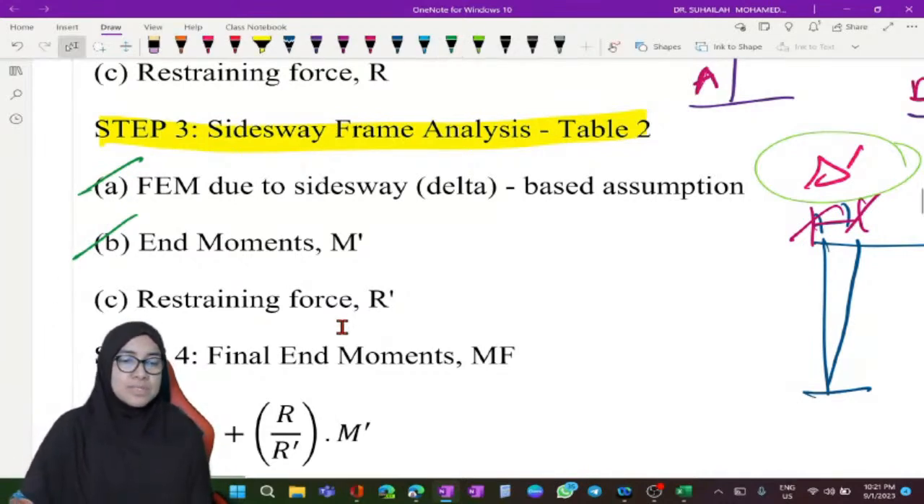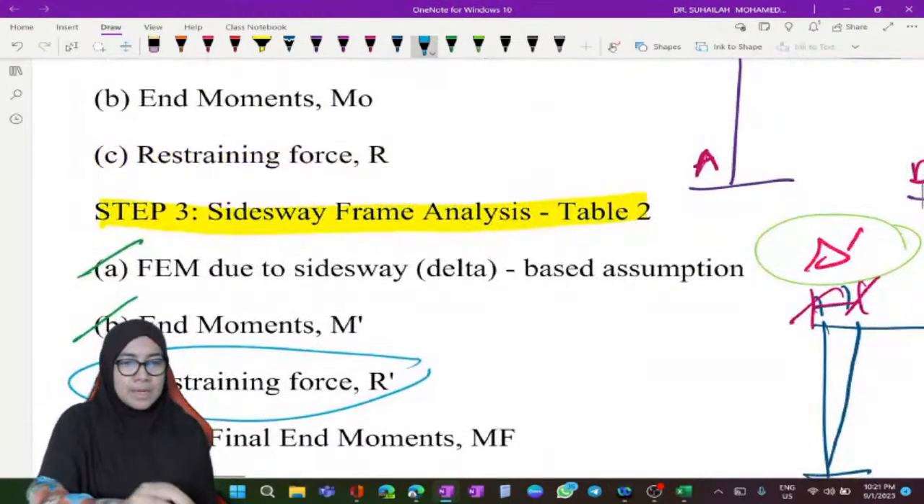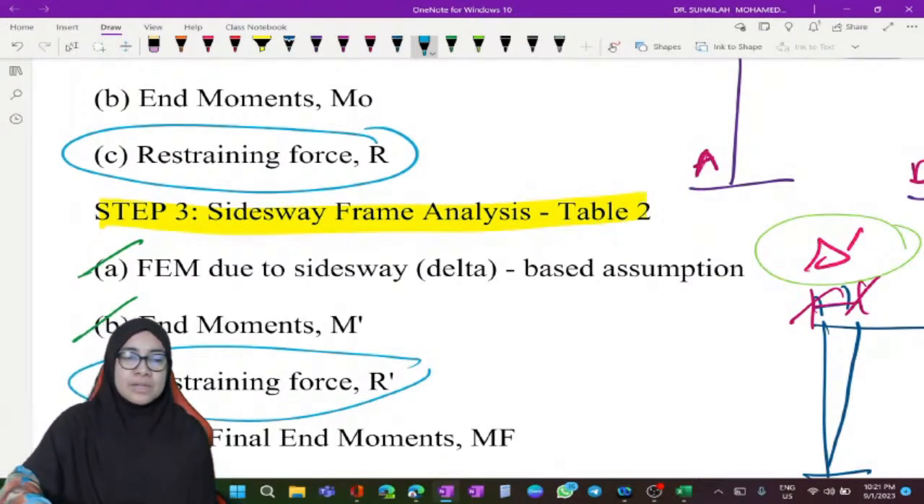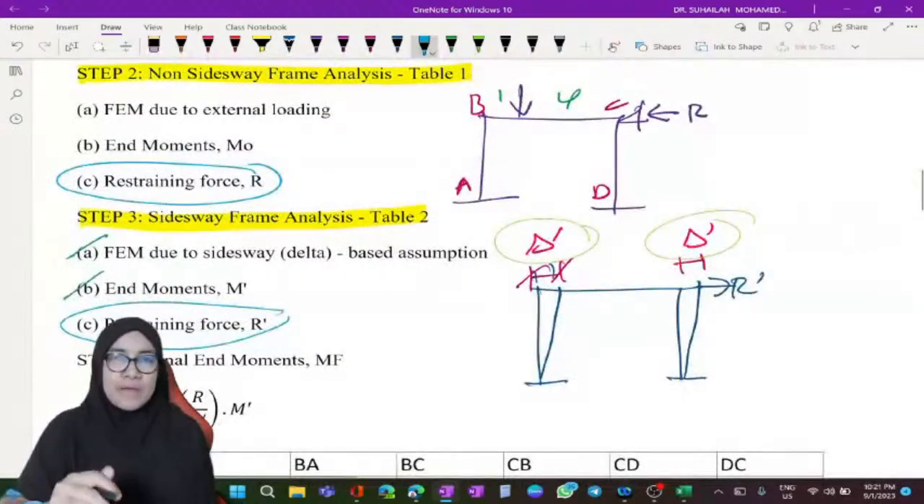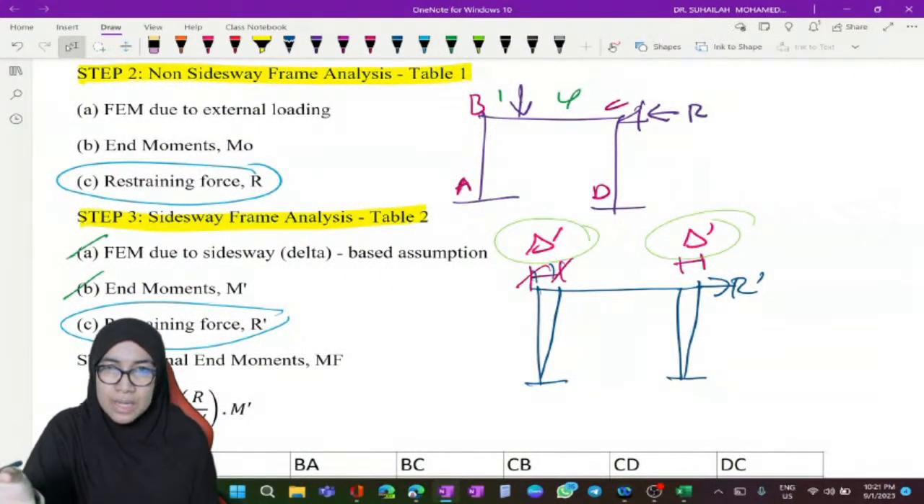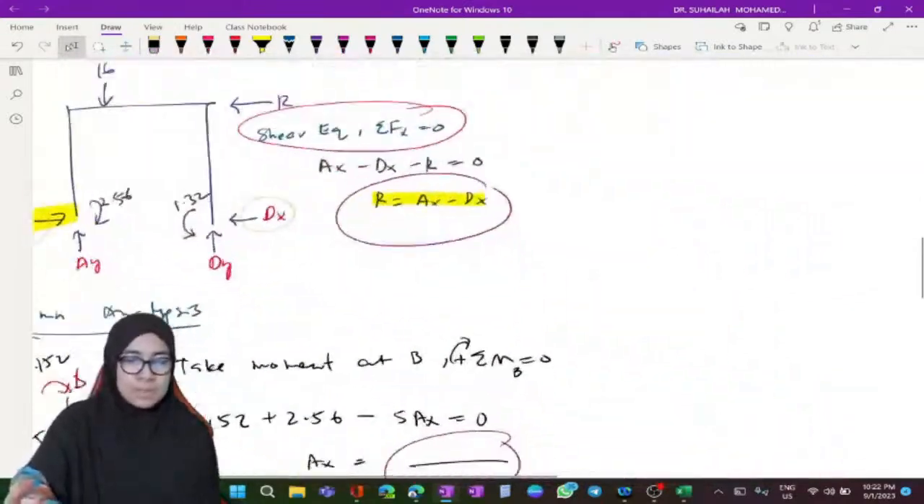The same process, this process and this process are the same, except the values are different. We have to write shear equation, and we have to do column analysis in order to determine the R prime value.